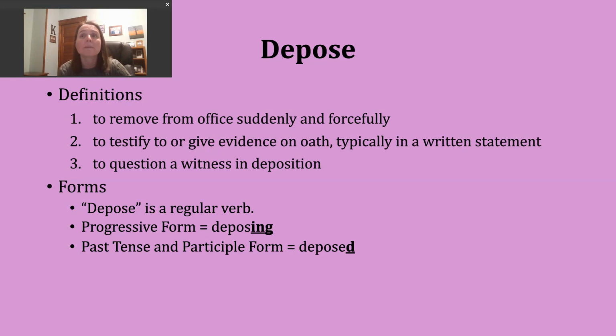Our base verb, depose, ends in a voiced Z sound. Even though it's spelled with an S, it is a Z sound. This means our ED ending is just going to make a D sound. We're not going to add an extra syllable when we say it. The past tense and the participle form of the verb should sound like this: deposed, deposed.